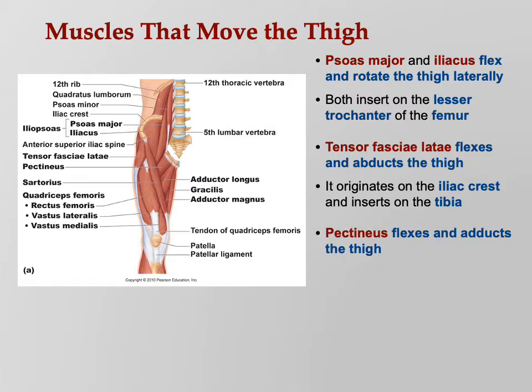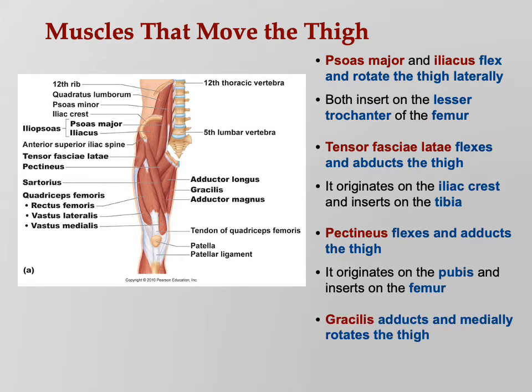Pectineus flexes and adducts the leg. You can see it there. Pectineus is normally covered up by a lot of other muscles. So on most models and charts, you only see a little tiny bit of it, and that's all we're seeing here. It's what we call a deep muscle. Some structures are deep, some are superficial. So deep means it's down underneath a bunch of other stuff. Superficial means it's up on the top. So pectineus is a deep muscle. Don't have to know origins, insertions.